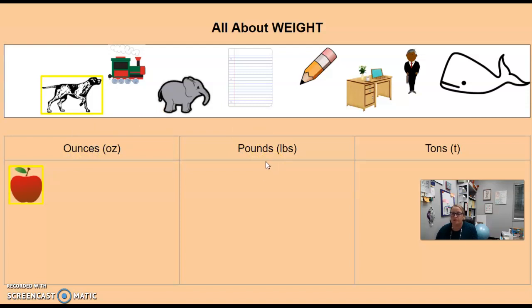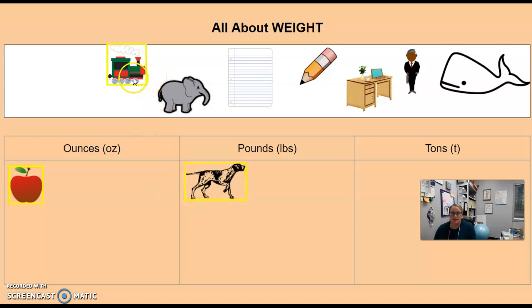All right, I heard two different things. I heard some people say ounces and I heard some people say pounds. And you know what? You're both right. I could use ounces. It would just take a whole bunch of ounces. Because remember, 16 ounces is 1 pound. So I could use ounces, but to be more efficient, I'm going to use pounds.